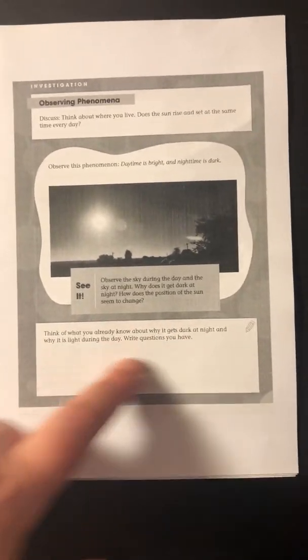So the first thing on this packet, think about where you live. Does the sun rise and set at the same time every day? And then thinking of what you know, write any questions that you have as a scientist. So you're going to look at this and observe the phenomena. Write down your questions as a scientist. What kinds of questions do you have, okay? And then, when you're done with that, you can pause this video, write down your thoughts, and then we're gonna do a little investigation, all right? So when you're done with that, flip it over.